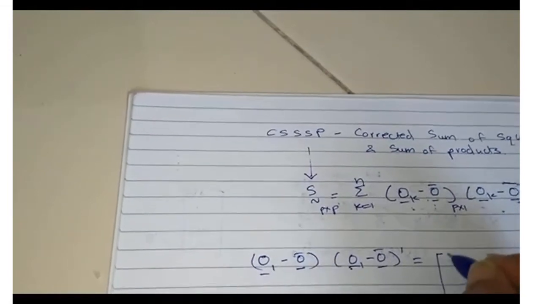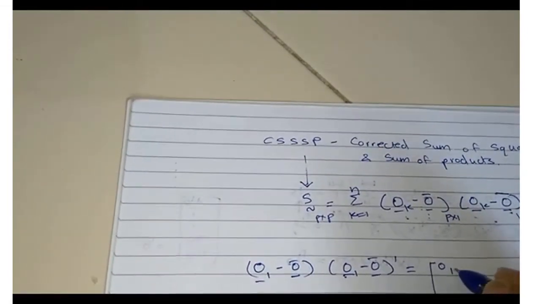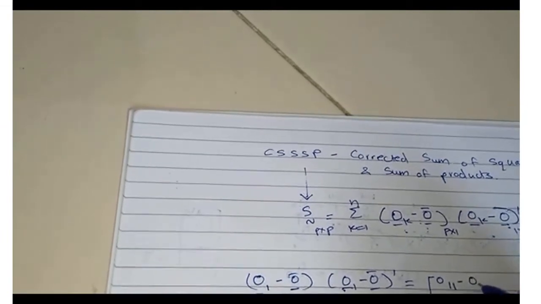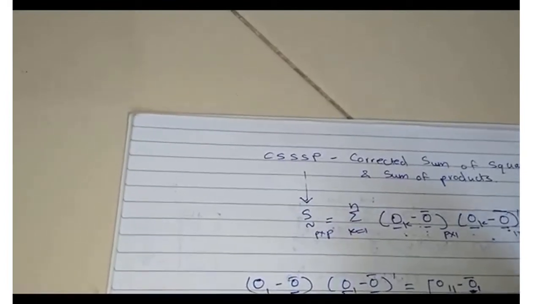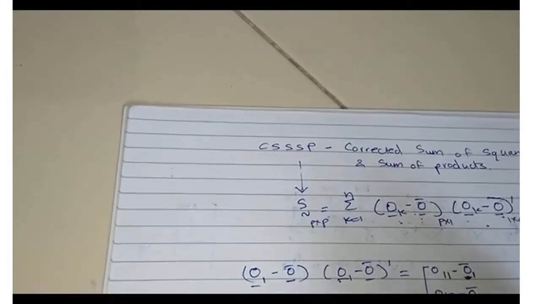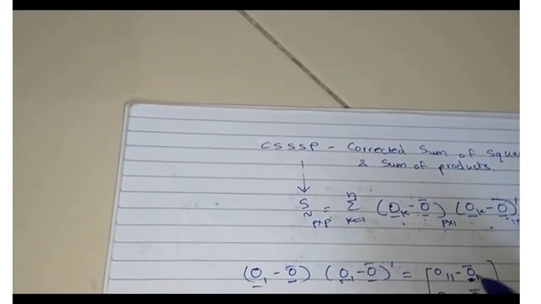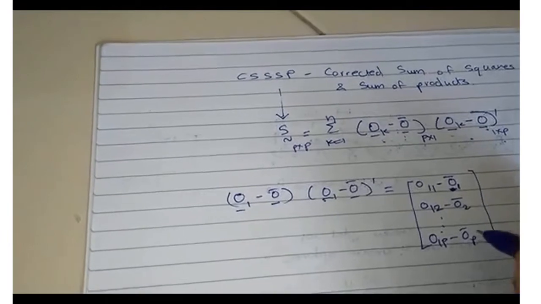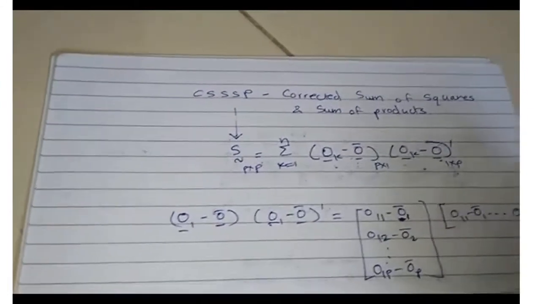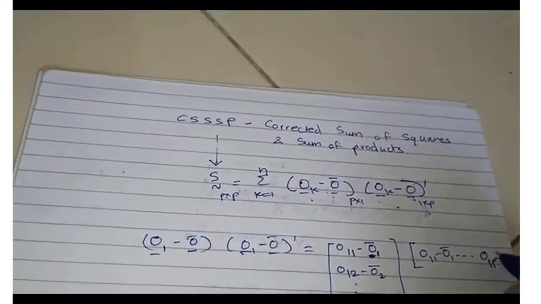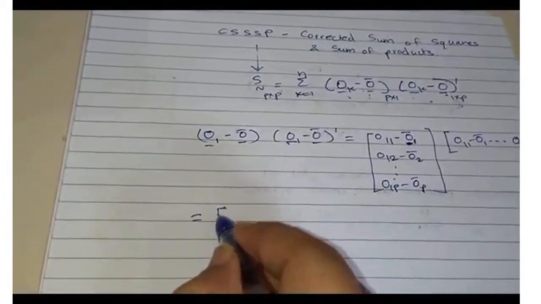So first, O1 minus O bar is O11 minus O1 bar, the first component of O bar, then O12 minus O2 bar, up to O1p minus Op bar, where O1 bar, O2 bar, up to Op bar are components of O bar. This into O11 minus O1 bar up to O1p minus Op bar. So if I consider this product, what do I get? Let me just consider the matrix product. So the first entry is going to be this into this.